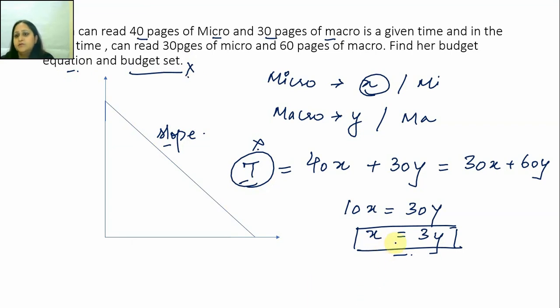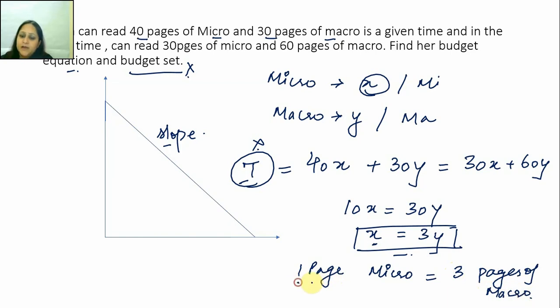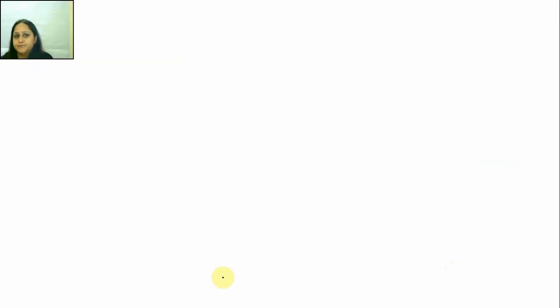हमारे को क्या पता है? We know that the amount of time it takes to read one page of micro is same as the amount of time it takes to read 3 pages of macro. ये हमारे को ट्रेड ऑफ पता लग गया. एक पेज माइक्रो को पढ़ने में जितना टाइम लगता है उतना ही टाइम 3 पेजेस ऑफ मैक्रो को पढ़ने में लगता है. This is my trade-off that I can find out and that's it. इसके अलावा हम आगे इंफॉर्मेशन नहीं निकाल सकते हैं.